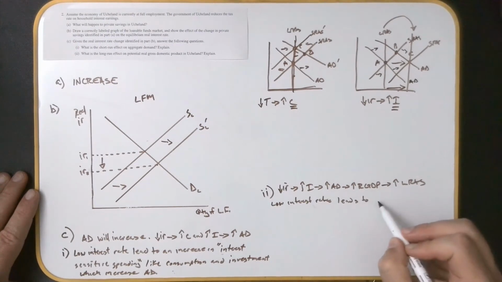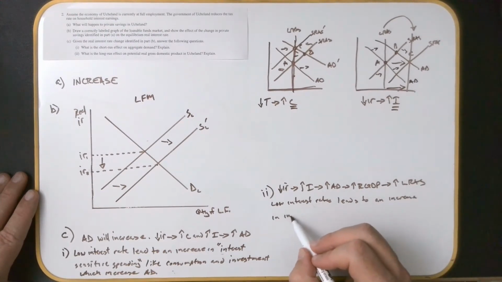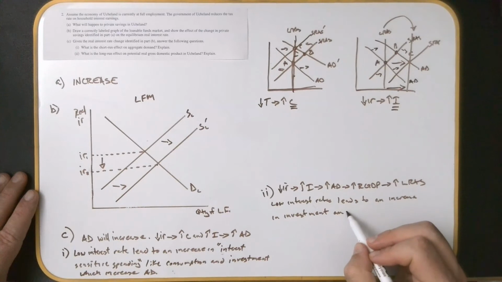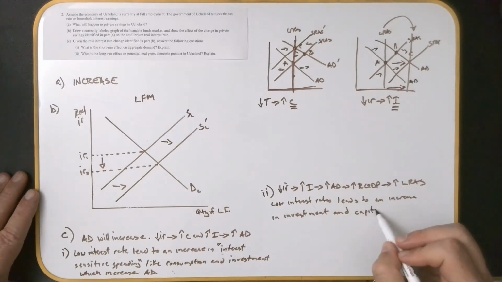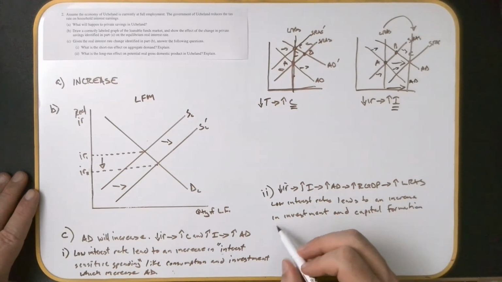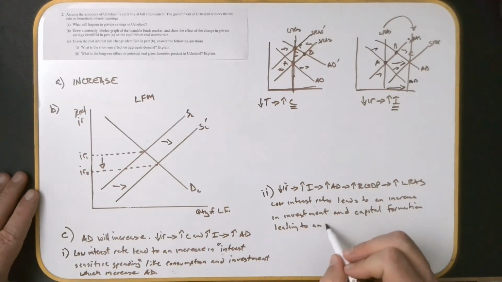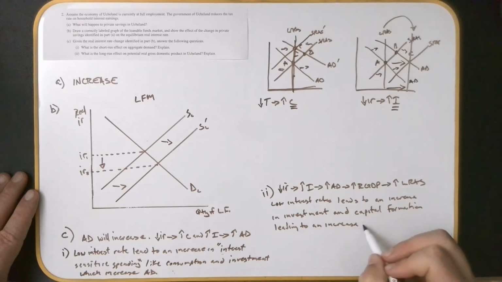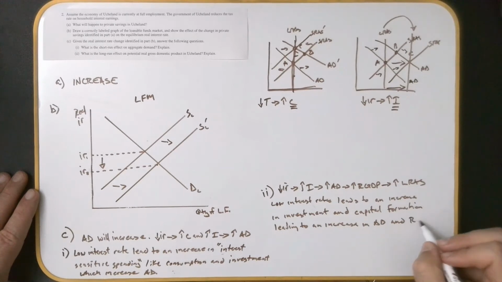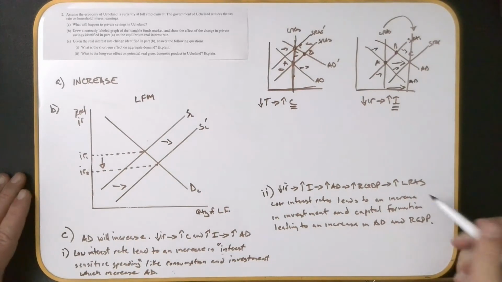low interest rates leads to an increase in investment and capital formation, leading to an increase in aggregate demand and real GDP. Done. Don't even have to talk about the LRAS, they don't ask.